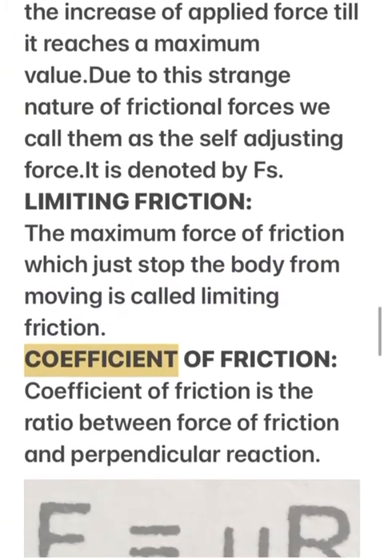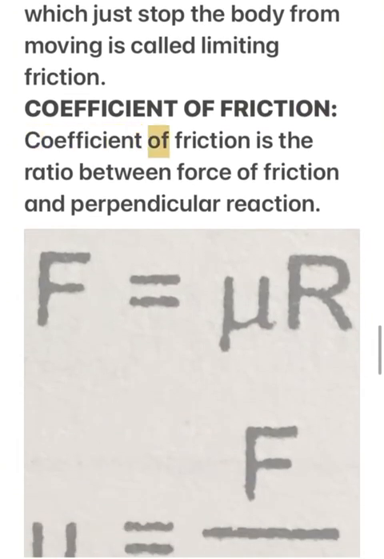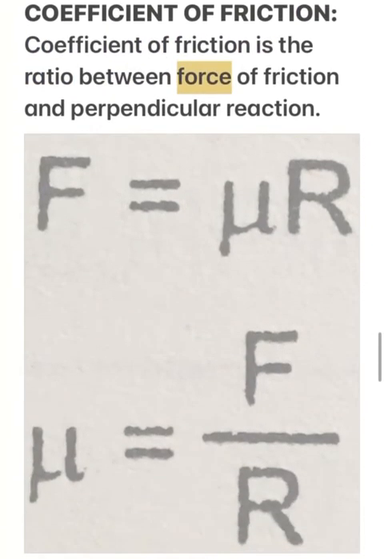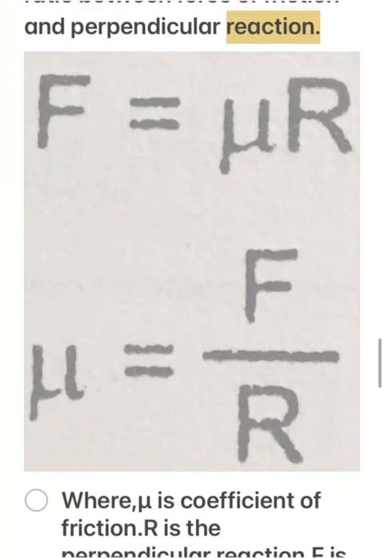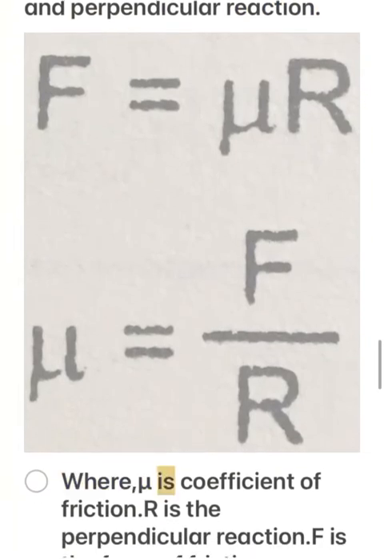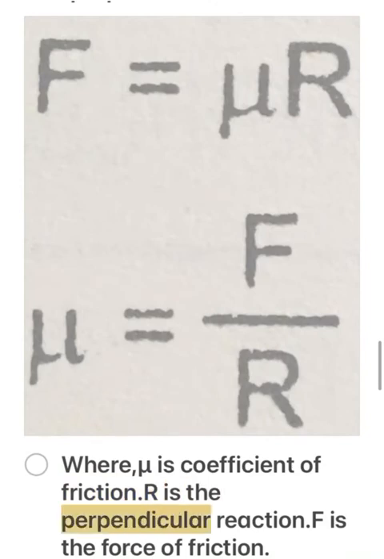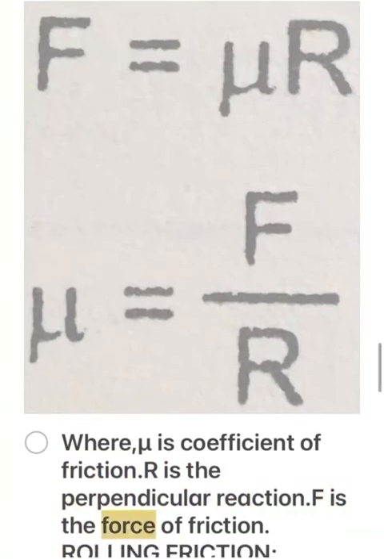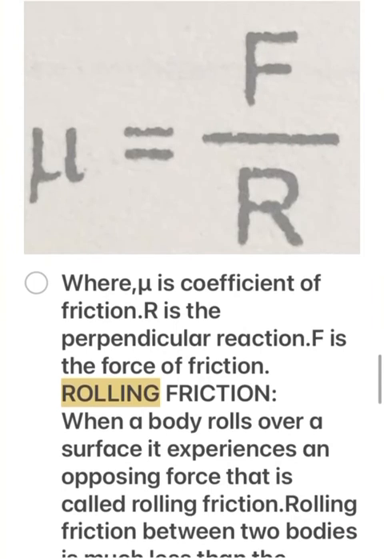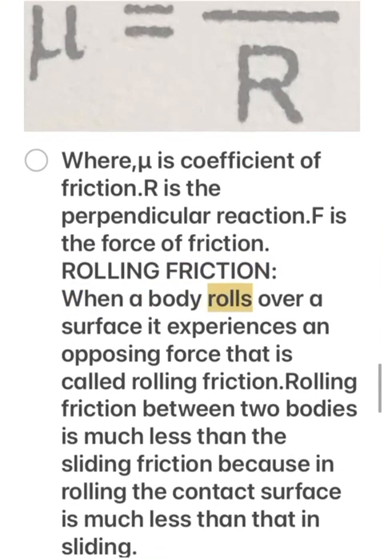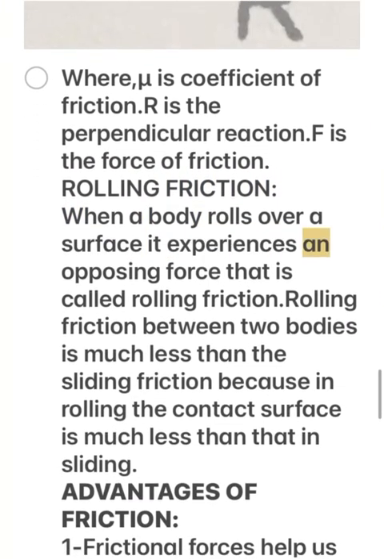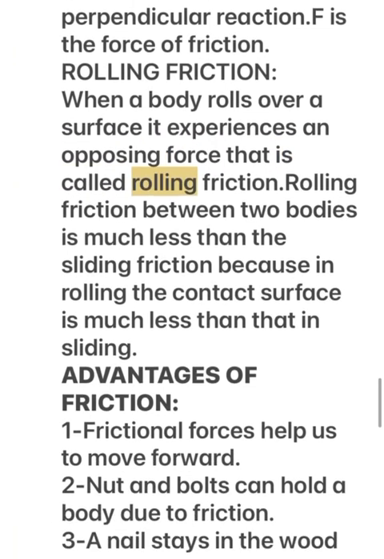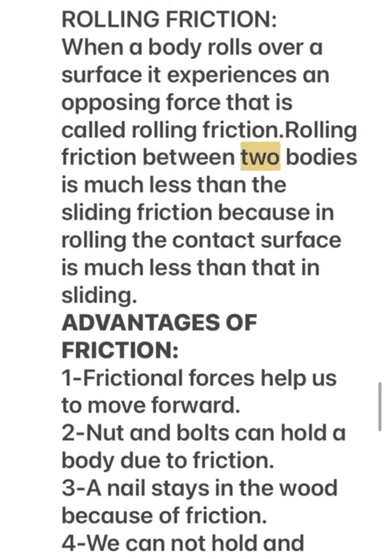Coefficient of friction: the coefficient of friction is the ratio between the force of friction and the perpendicular reaction, μ = F/R, where the Greek letter mu is the coefficient of friction, R is the perpendicular reaction, and F is the force of friction. Rolling friction: when a body rolls over a surface, it experiences an opposing force that is called rolling friction. Rolling friction between two bodies is much less than sliding friction because in rolling the contact surface is much less than that in sliding.